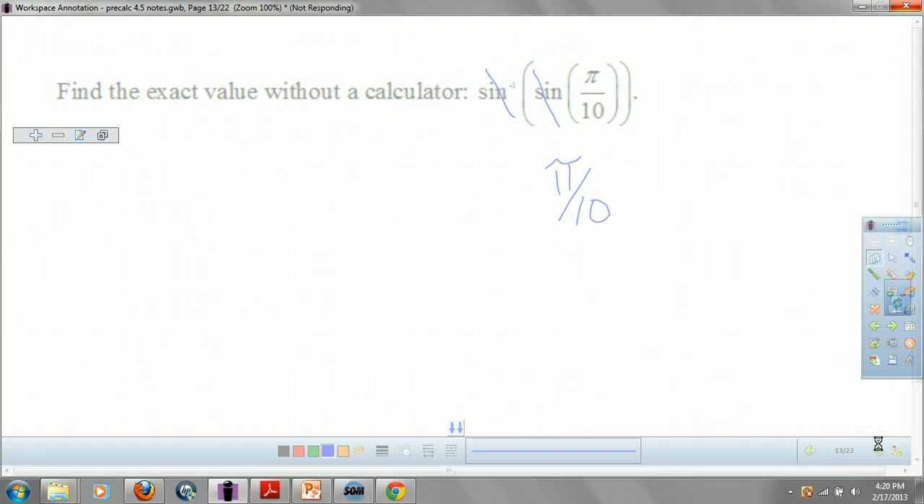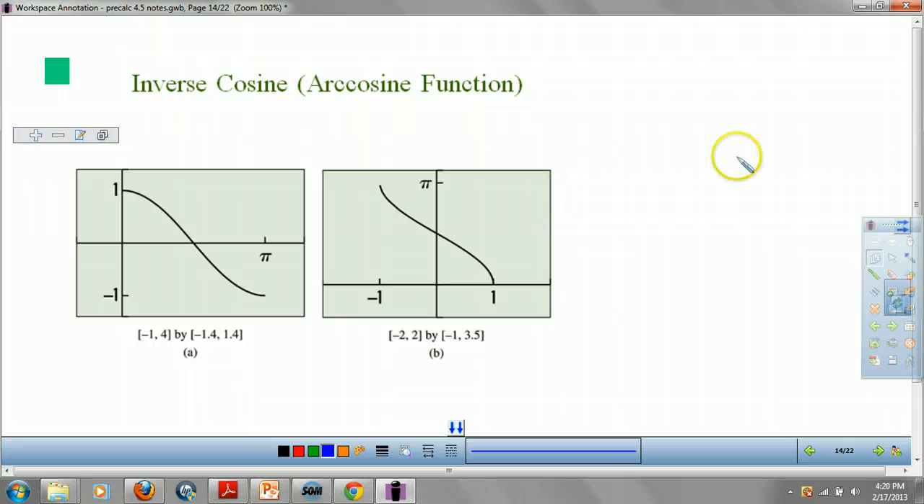Here's inverse cosine. I already kind of talked about that in the first page. But this one will give you a value between 0 and pi.